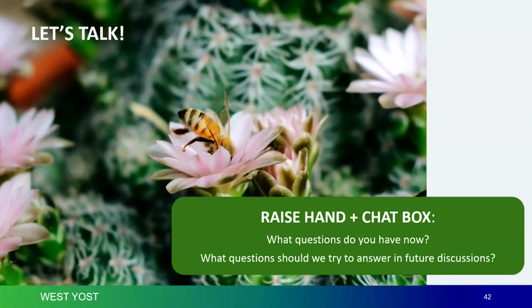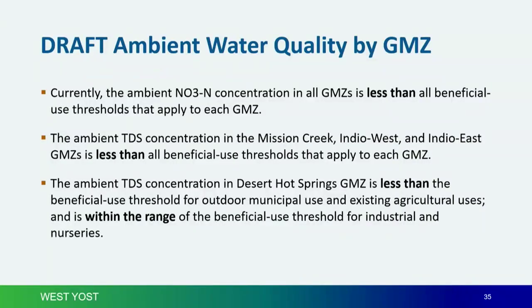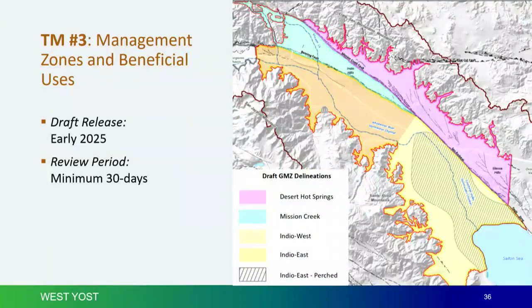Thank you. Michael Placencia, Region 7 Water Board. A question regarding the slide where it shows the east and west. I'm just curious about the criteria that was used to delineate between Indio West and Indio East, with the exception of the perched subbasin.